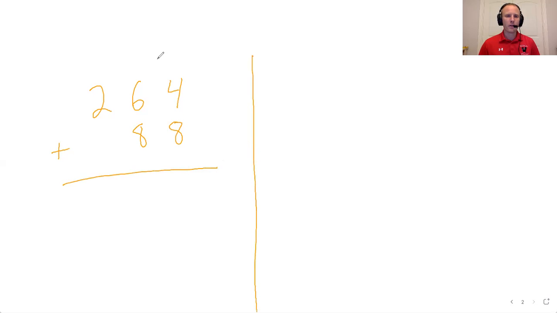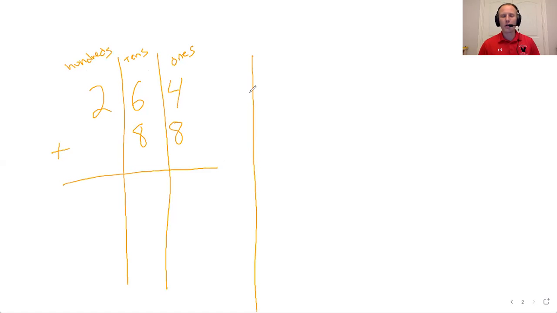So here we go. We'll have, let's see, 264 plus 88. Okay, so here we have a 2-digit number and a 3-digit number. I'll separate these out into the place value columns for you, just to give you a good picture of what's happening. Ones, tens, hundreds. And we'll draw it out on the right-hand side as well.